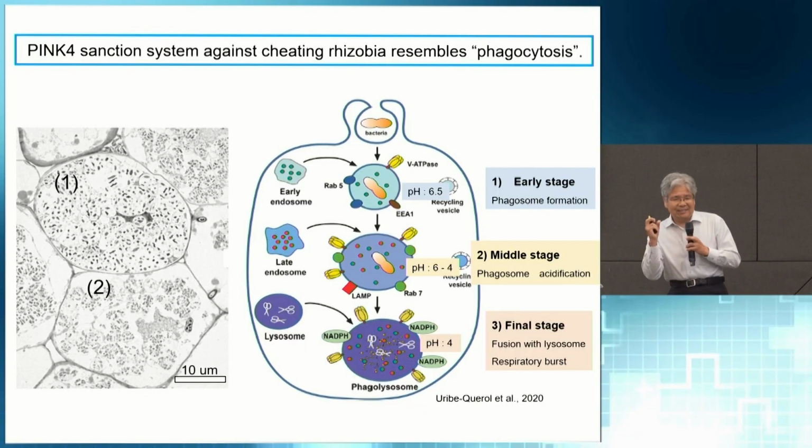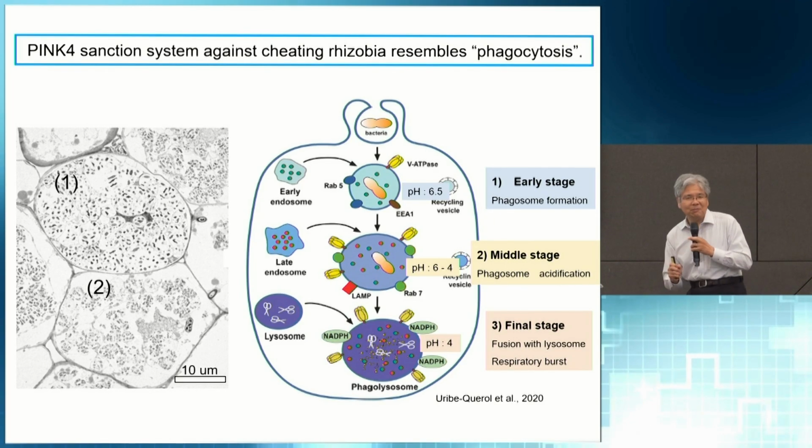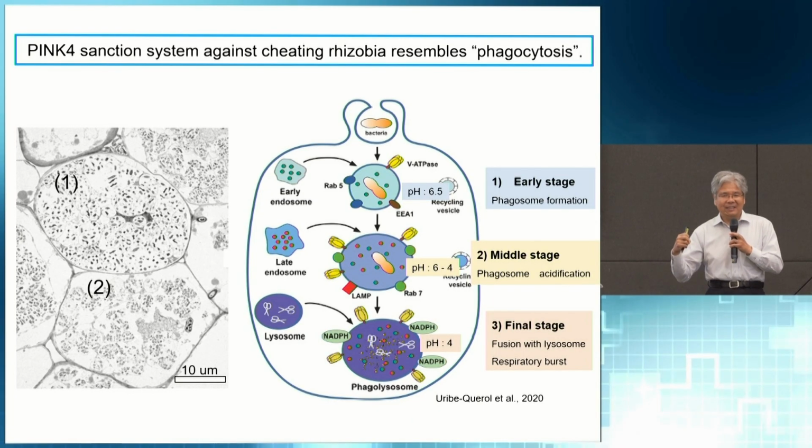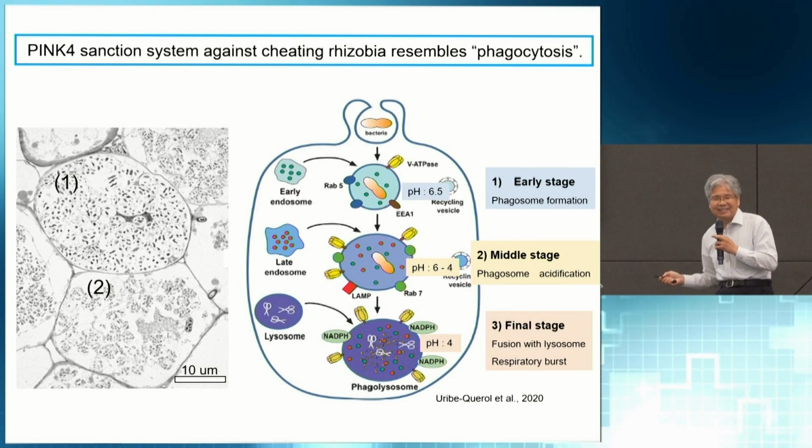is the endocytosis against bacteria, in which the membrane surrounds the bacteria and brings them inside the cell, and by fusing with the lysosome, they lyse the bacteria. So the phenotype against cheating bacteria somewhat resembles phagocytosis.